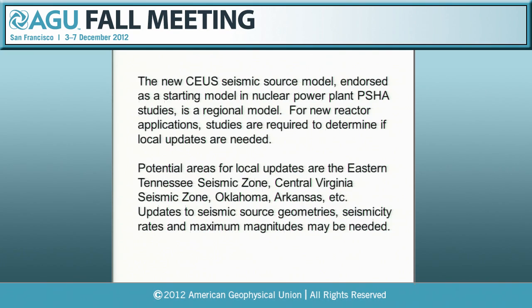The NRC has endorsed the new Central Eastern U.S. seismic source model as an acceptable starting model for nuclear power plants' PSHAs. However, since it is a regional model, local refinements may be necessary to accommodate local information. For new reactor applications, studies are required to determine if local updates are needed. Potential areas for local updates include the Eastern Tennessee seismic zone, the Central Virginia seismic zone, and Oklahoma and Arkansas. Updates to seismic source geometries, seismicity rates, and maximum magnitude may be needed.